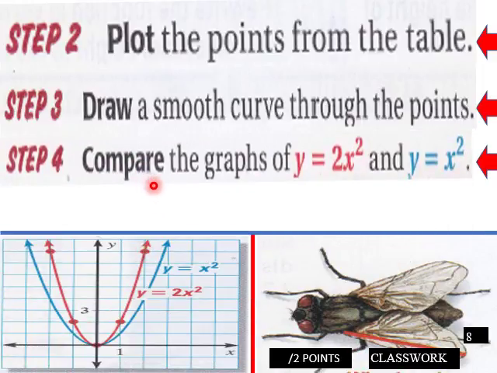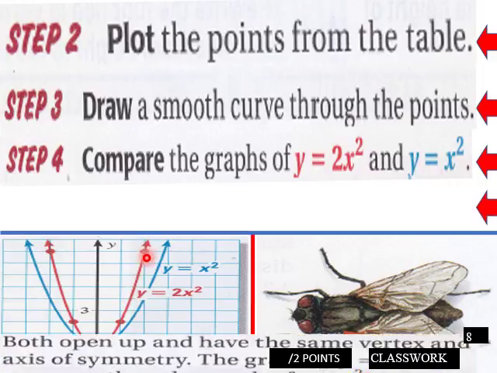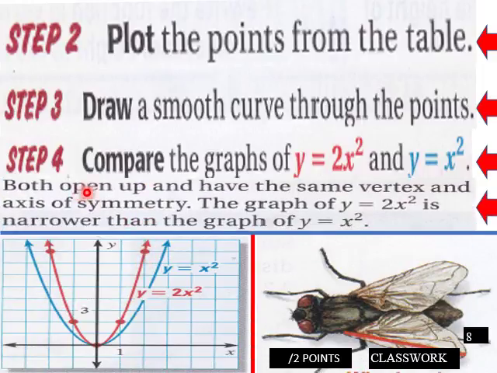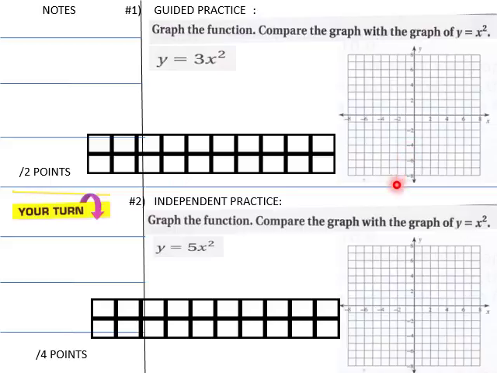Okay, compare the graphs we just did. Y equals 2x squared is steeper here. It's more vertical. Both open up and have the same vertex and axis of symmetry. Here's your axis of symmetry, x equals 0, which is the y-axis. We go into our first guided practice here.